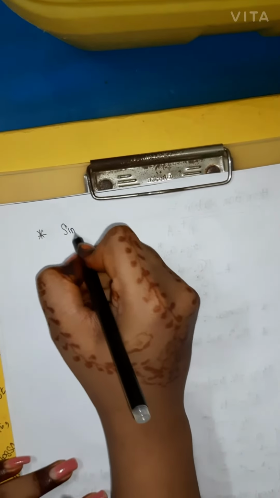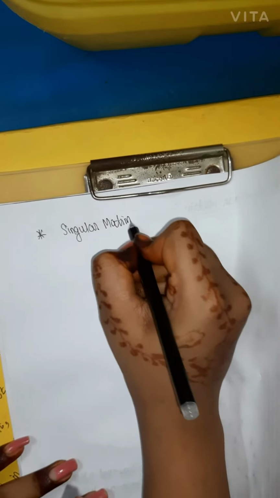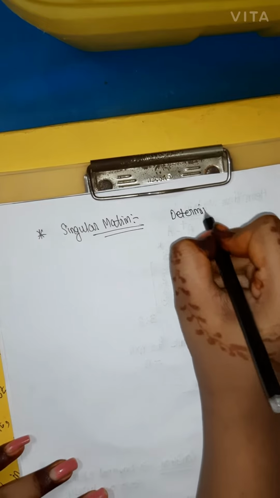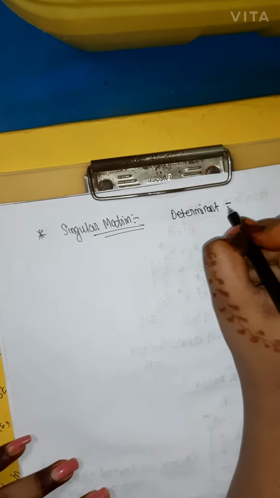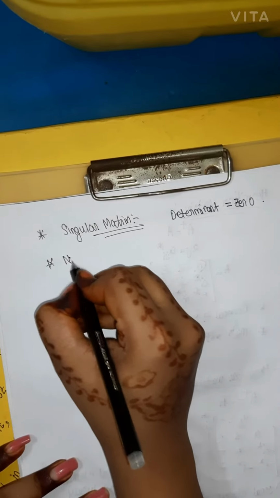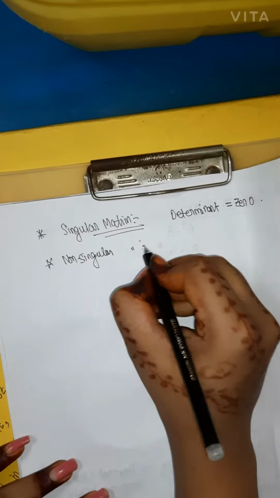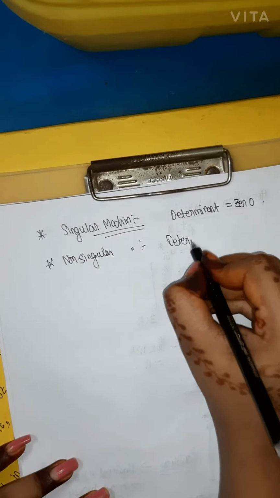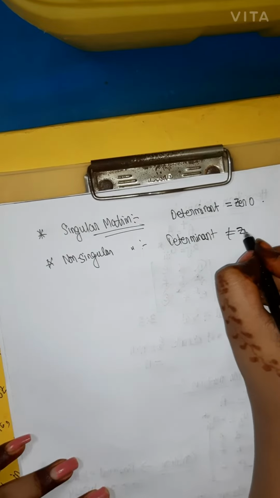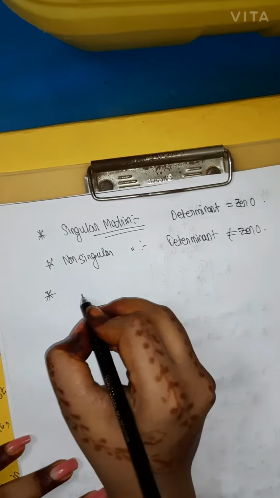What do you mean by singular matrix? For which determinant will always be 0, and non-singular matrix determinant not equal to 0. Now what do you mean by adjoint of matrix?